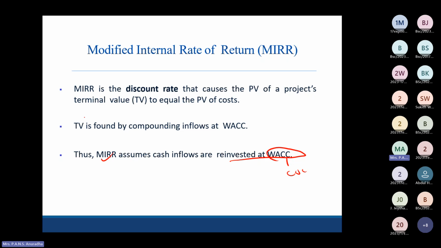So then the terminal year cash flow is found by compounding inflows at the weighted average cost of capital. The terminal year cash flow you have to calculate by compounding. So you are taking the project to the terminal year. You have to compound the cash flows at the cost of capital to the terminal year. So let's calculate with an example.